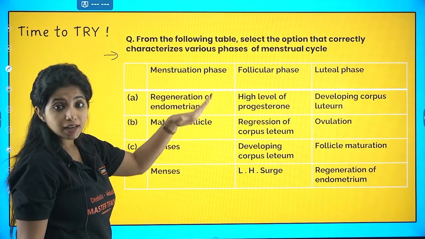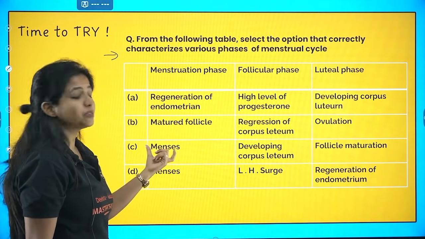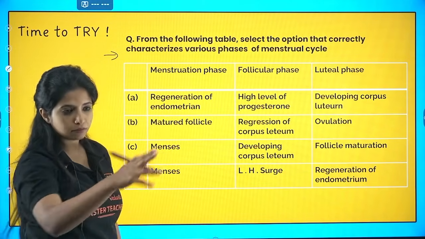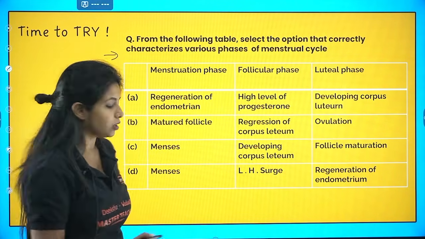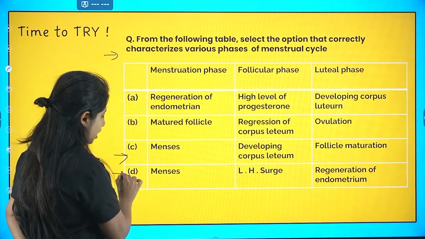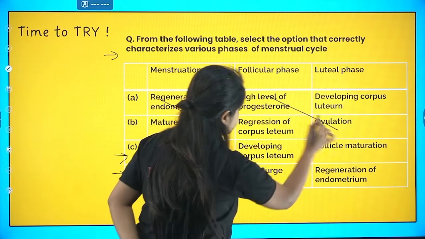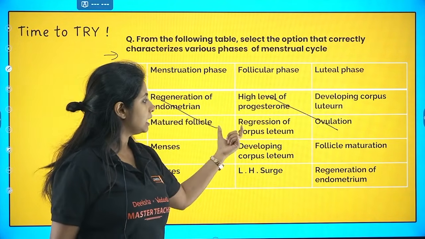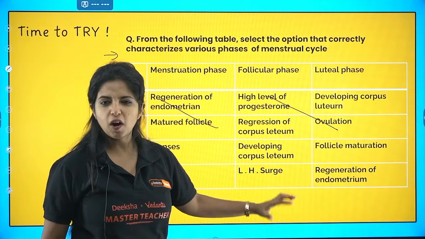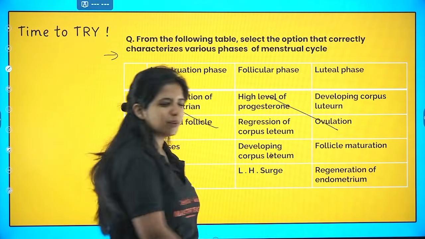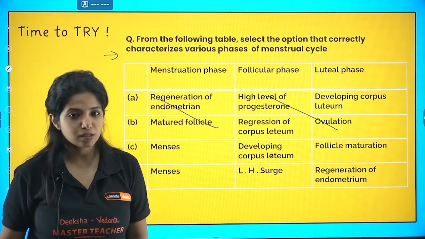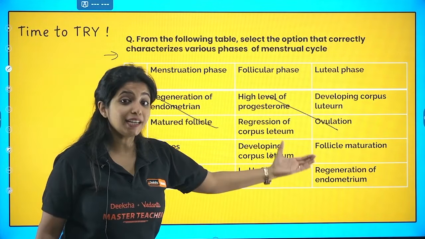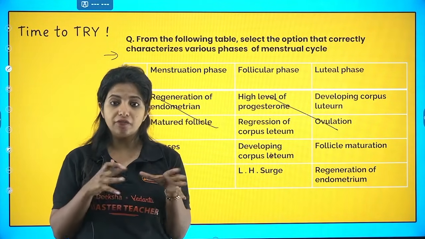The menstruation phase is when the endometrium falls down. You call this menses, the breakdown of the endometrium. So it can be this or it can be this. It cannot be this, so cancel it out. Next, the follicular phase. In the follicular phase, developing corpus luteum. The corpus luteum has no role to play during this time. LH surge, yes, at the end of the follicular phase, it's not that the LH surge is happening in between the follicular phase.